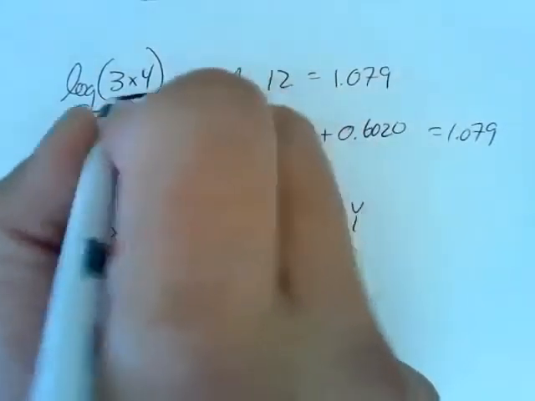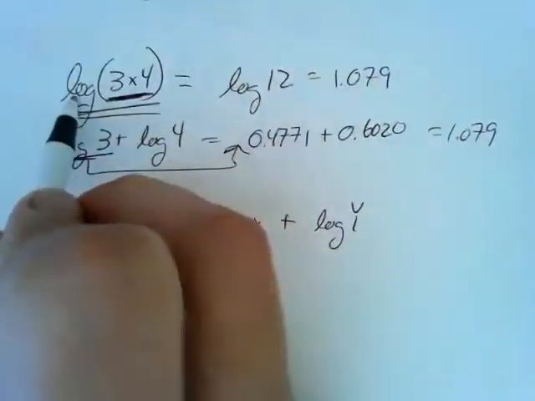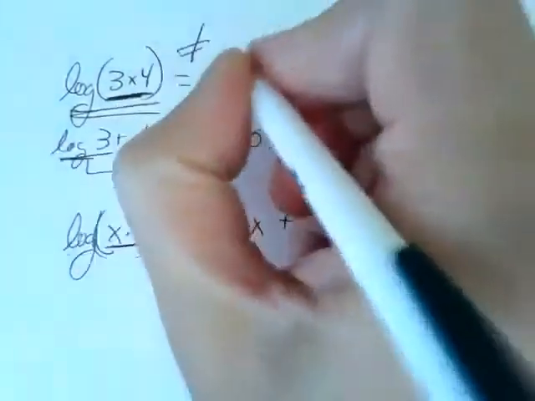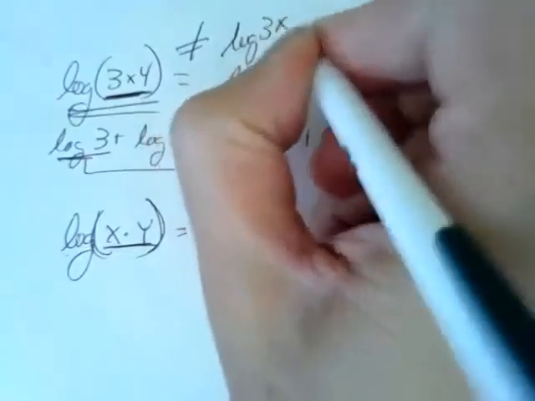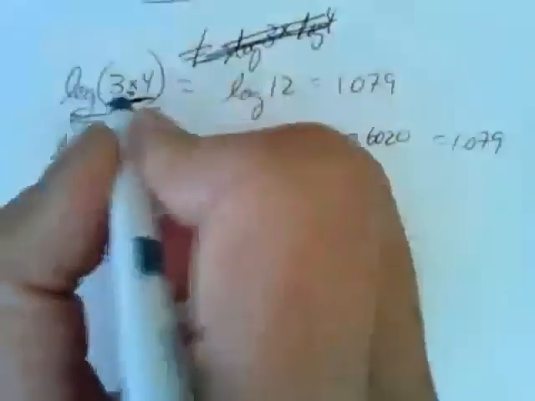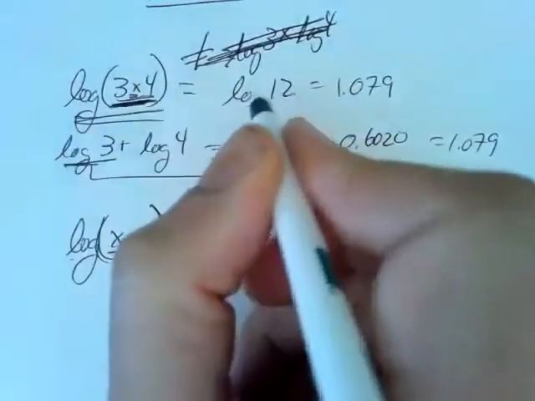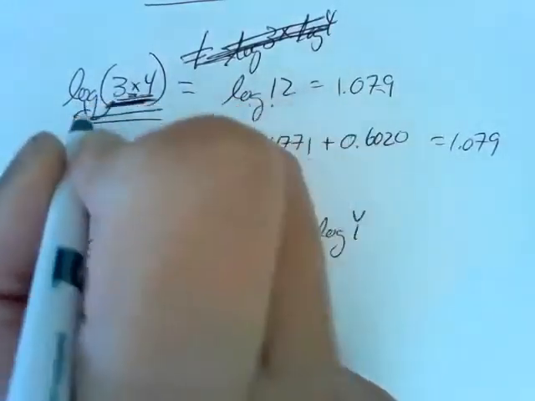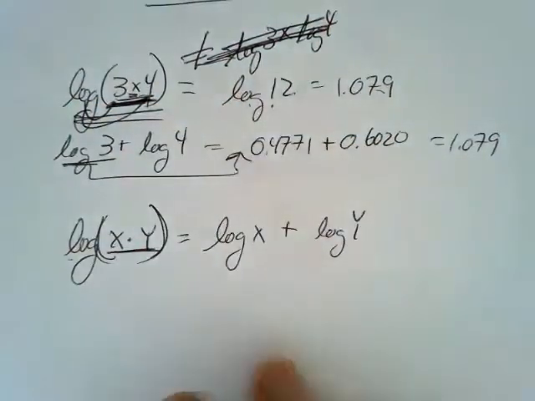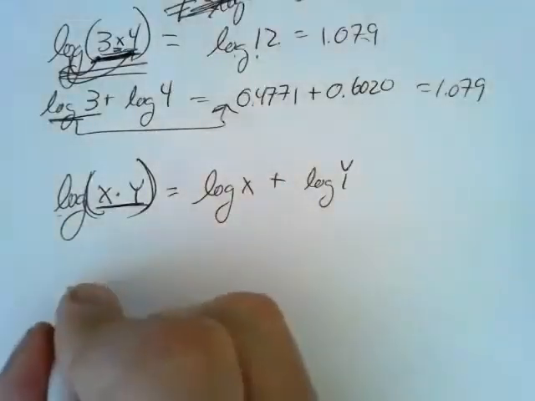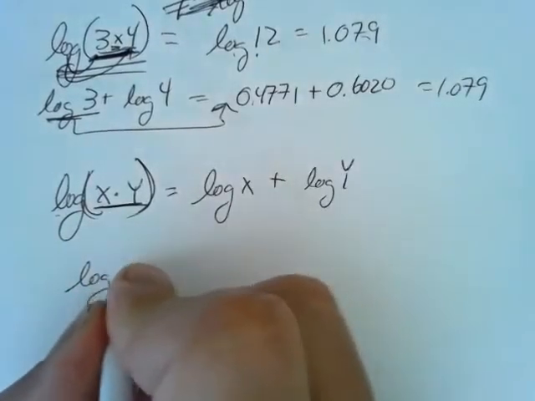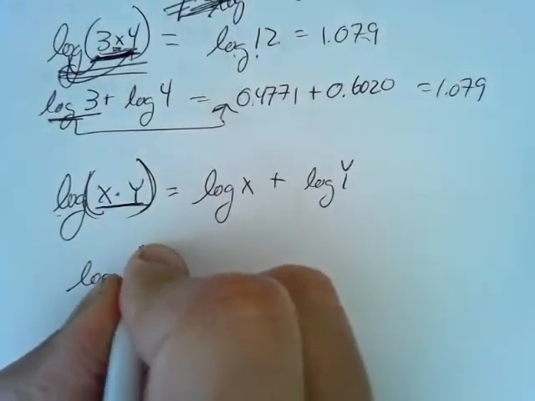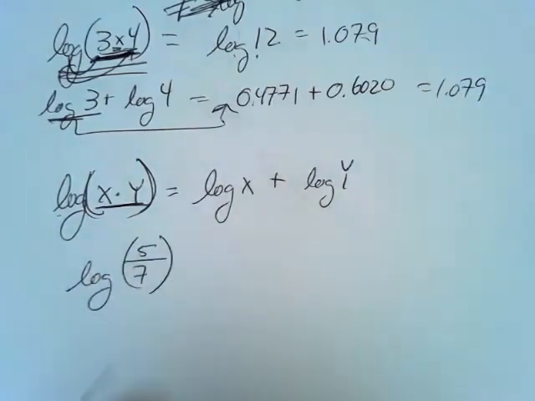Notice the first thing I did is I took 12. This is not saying the log of 3. This is not equal to the log of 3 times the log of 4. We're not carrying that multiplication sign through. That's not correct. First thing we'd have to do is multiply, then we take the logarithm. Or we could take the log of 3, add it to the log of 4, and we get the same answer.